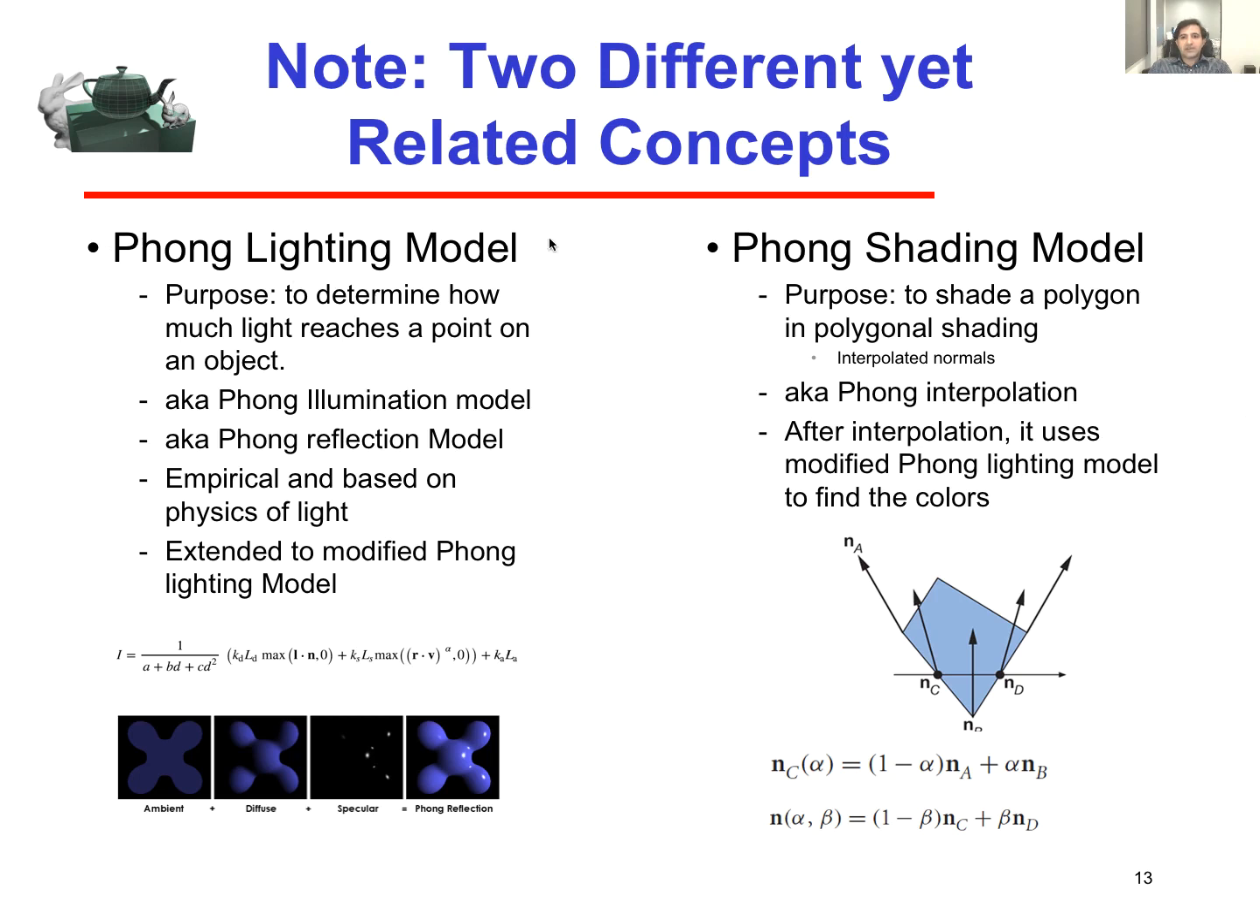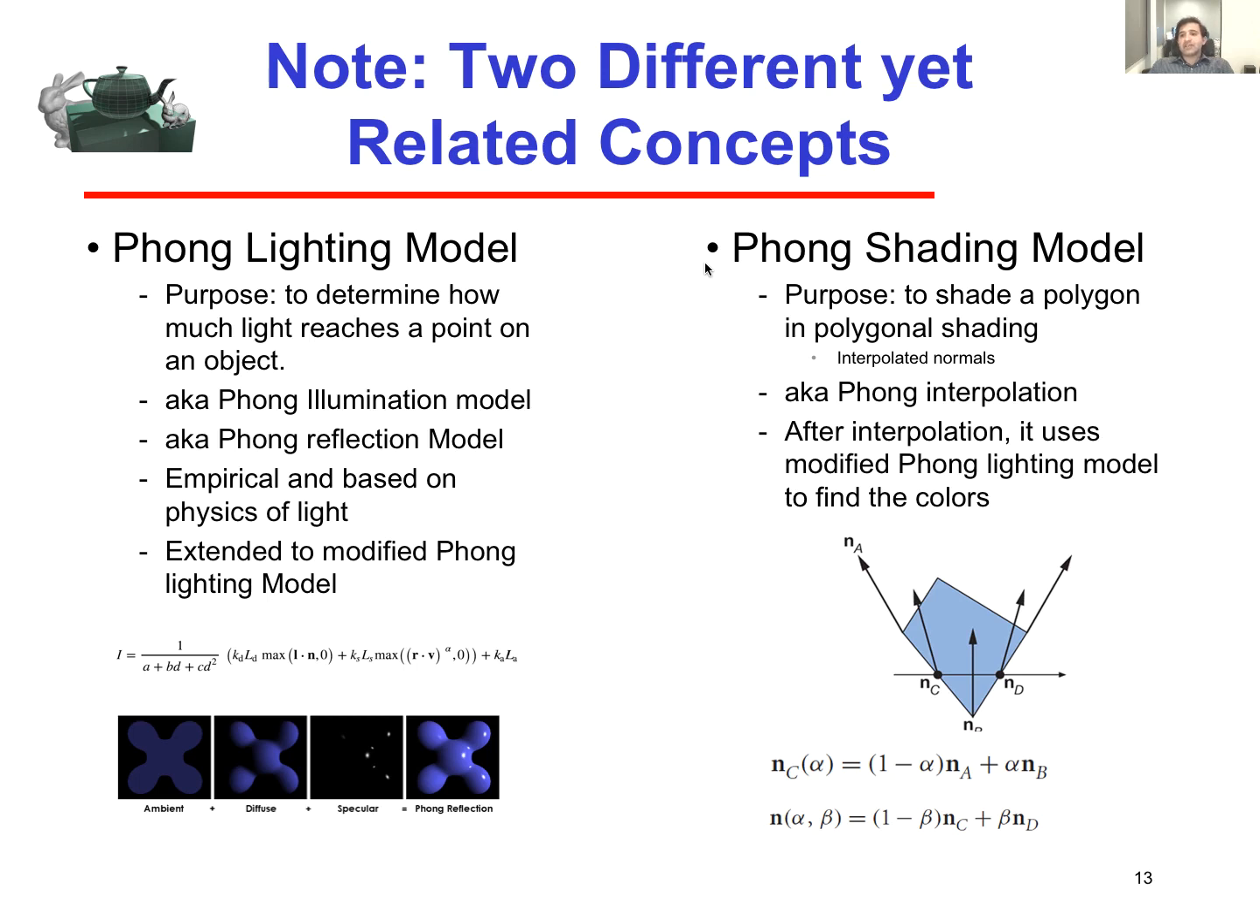Here I just want to clarify something. We have the Phong lighting model, which was discussed in the last lecture, and we have the Phong shading model, which we covered today. These two are different concepts for different purposes. The purpose of the Phong lighting model is to determine how much light reaches a point on an object. It's also known as the Phong illumination model or Phong reflection model. The model is empirical and based on the physics of light. As we saw in the last lecture, we extended this model to the modified Phong lighting model. And this model should remind you of this equation, which says the light that reaches a point has three components. It has the diffuse component, it has the specular component, and it has the ambient component. And these components need to be combined in order to get the final lighting for each point.